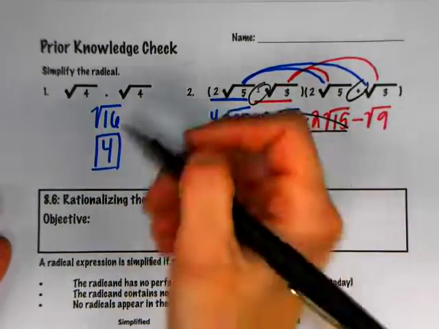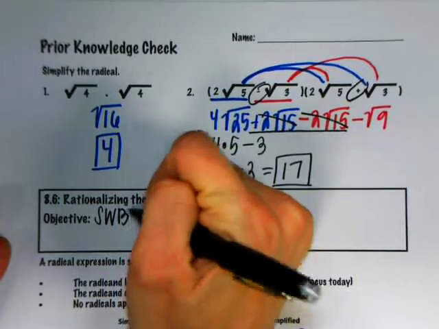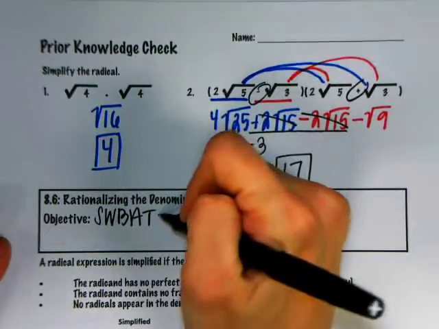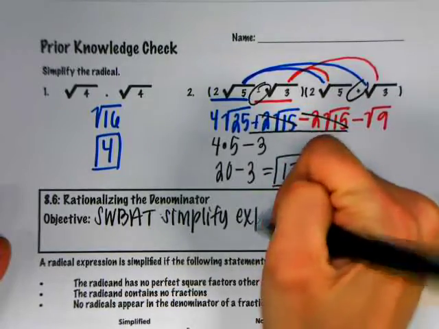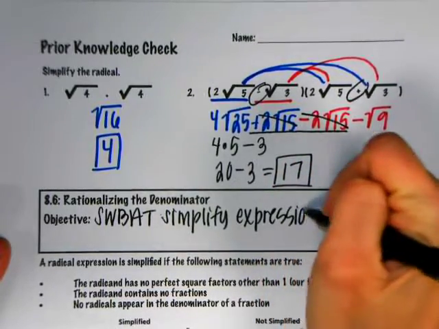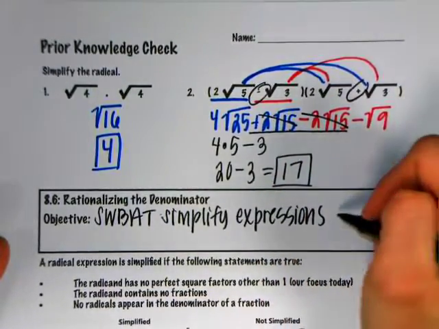So your objective is students will be able to simplify expressions with radicals in the denominator.